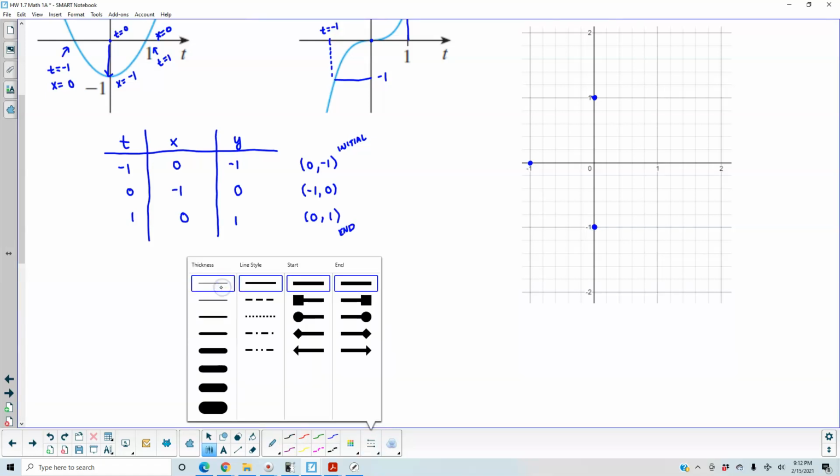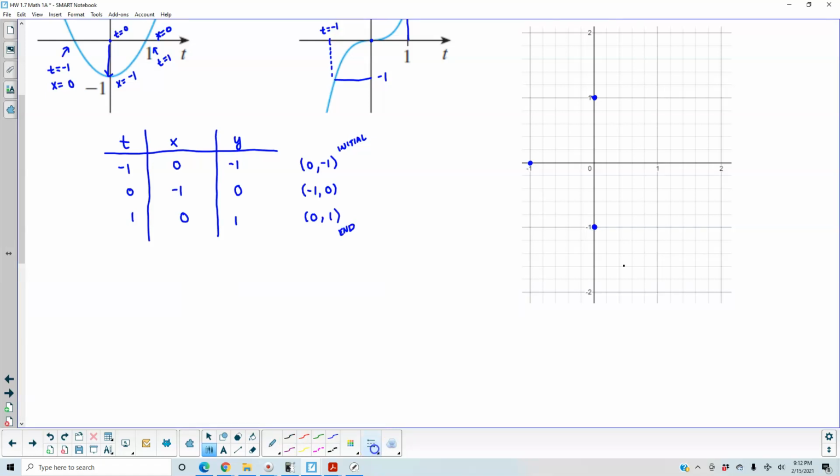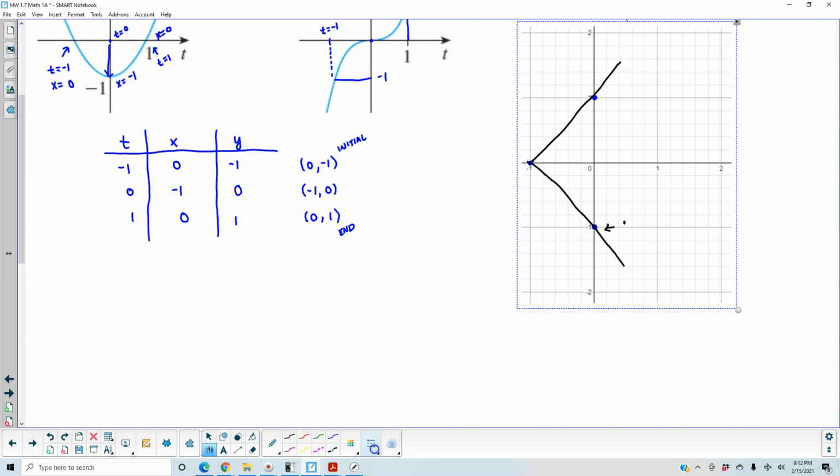So let's go ahead and draw this graph here. So we have this graph going here and in that direction. If this represents when t is equal to -1, then this is where t is equal to 0, and this is where t is equal to 1. So we're going to be going in this direction for the parametric curve.